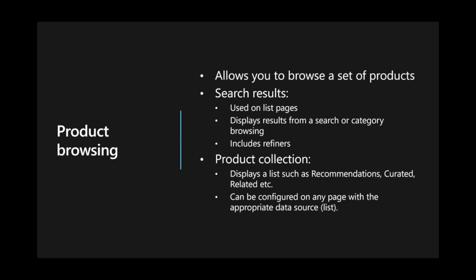Another module that we also support for showcasing a list of products is product collection. Now, product collection typically displays a list of products, and it's powered by a data source. The data source can be a recommendation list, a curated list, or any list that we support in commerce, and it is powered by the product collection module. Product collection can be used on any page. On your homepage, you can have trending, picks for you, best-selling. On your PDP, you can have people also like, related, similar, etc.